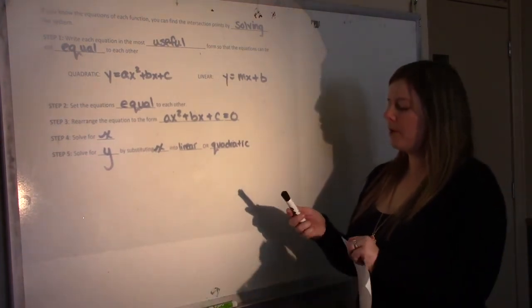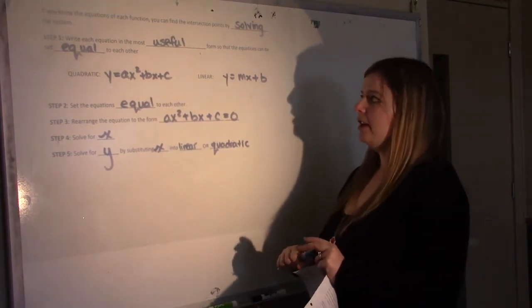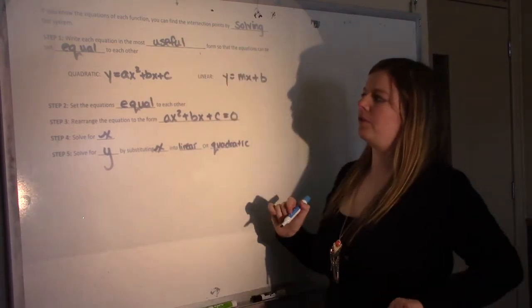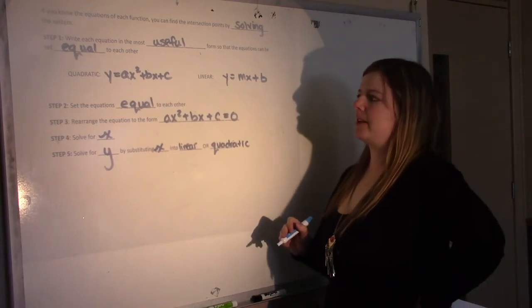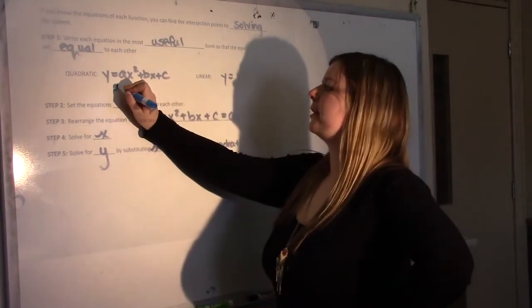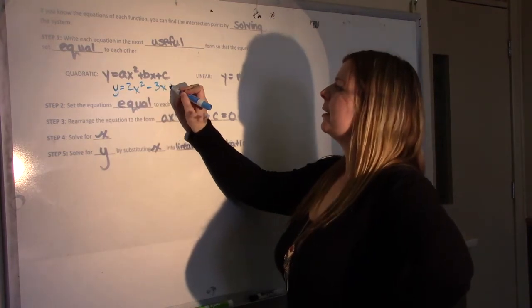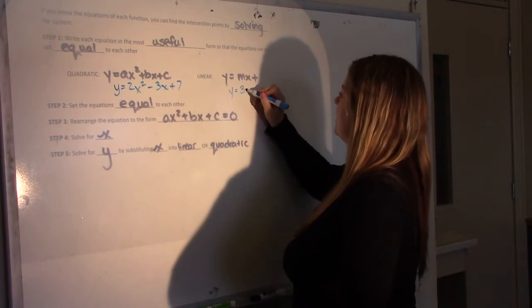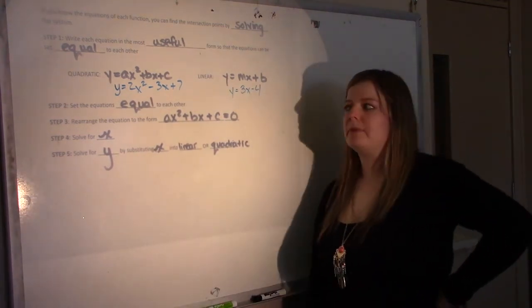So you're going to have an equation that's a quadratic, and you're going to have an equation that is a line. So you're going to first make sure that they're in the most useful form. So standard form for a quadratic and y equals mx plus b form. So that could be something like y equals 2x squared minus 3x plus 7. And then your line would be something like y equals 3x minus 4. Okay? I'm just making those up.